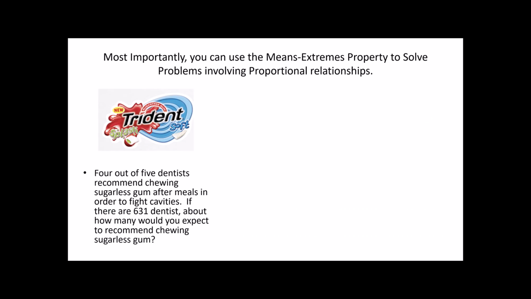So here's a problem for you. 4 out of 5 dentists recommend chewing sugarless gum after meals in order to fight cavities. Now, as soon as I see this 4 out of 5, my brain instantly thinks, oh, wow, that's a ratio. This problem can probably be solved using a proportion. If there are 631 dentists, about how many would you expect to recommend chewing sugarless gum?